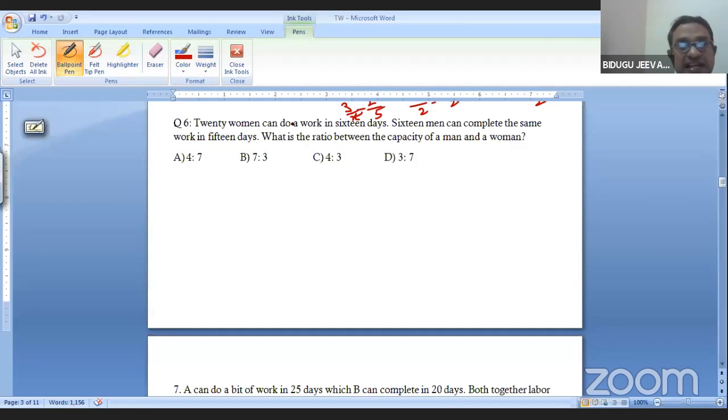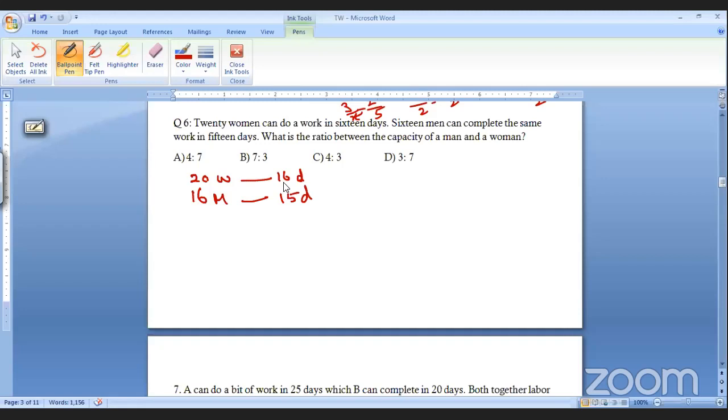Now, 20 women can do a work in 16 days. Let me write. 20 women can do a work in 16 days. 16 men can do a work in 15 days. See, what do you understand looking at these two sentences? Come on, what is the meaning of this? Women are increased, days also increased. Men are decreased, days also decreased.